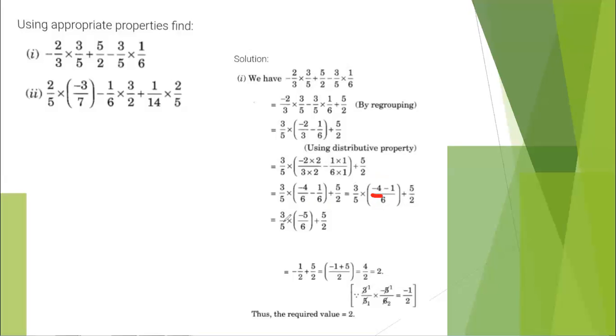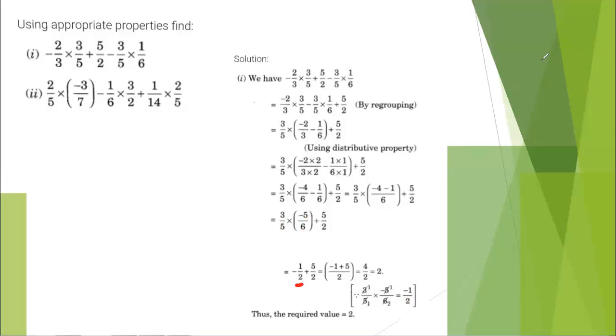So when you arrive at this step, how do you simplify further? It's through cancellation. So 3 ones are 3, 3 twos are 6, and 5 and 5 will be taken off. You can observe that in this bracket which I have provided for you. So we arrive at minus 1 by 2 plus 5 by 2.